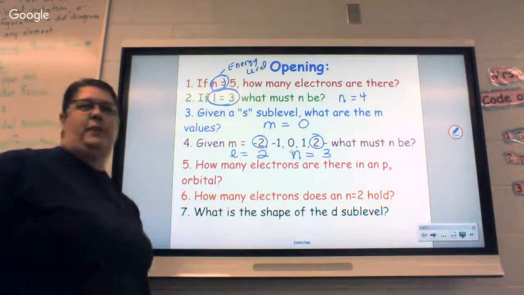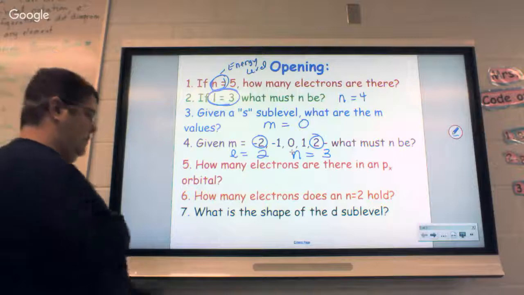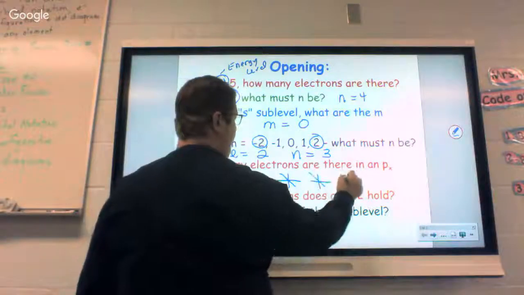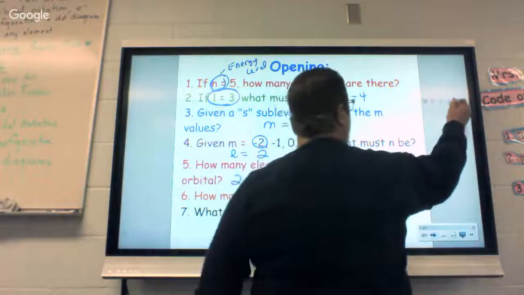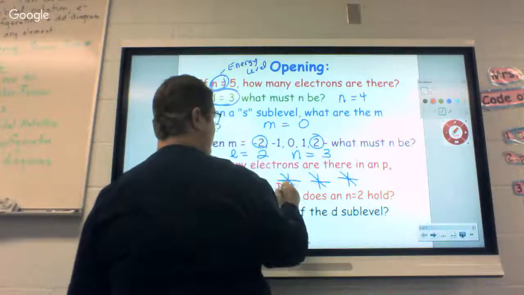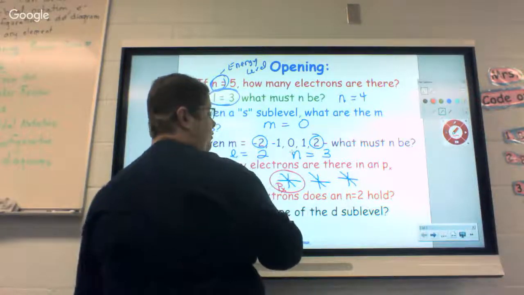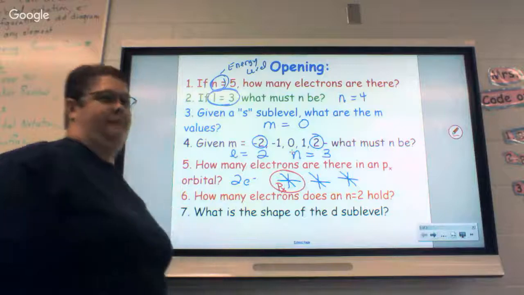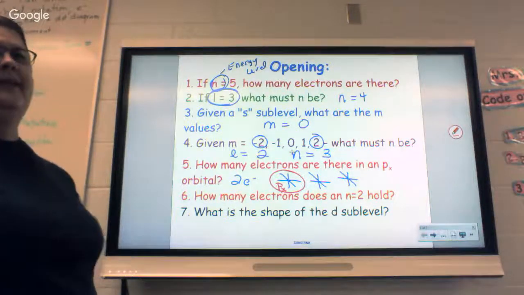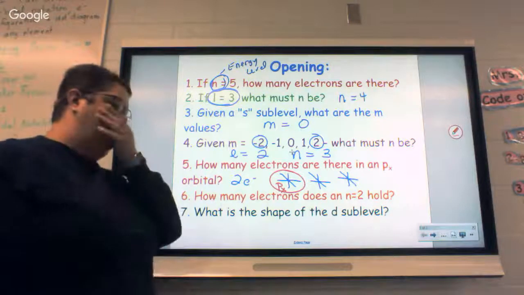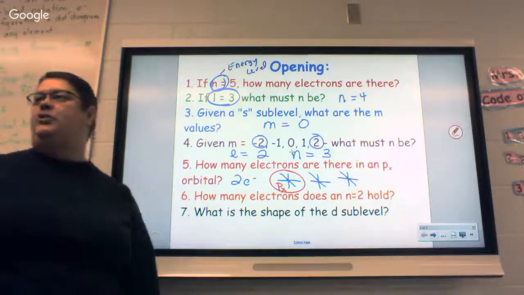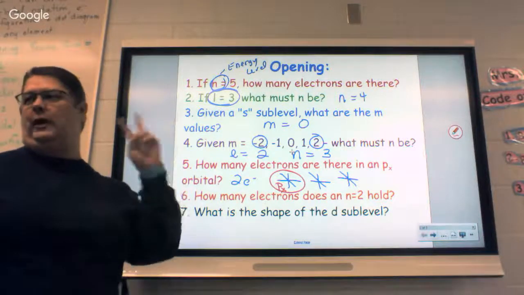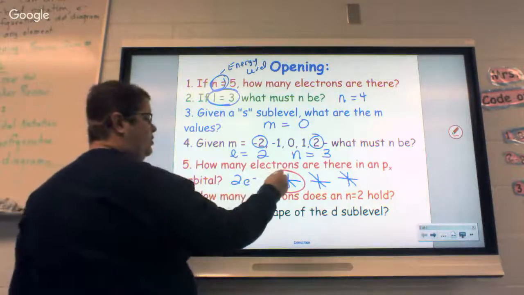All right, how many electrons are in the px orbital? That is correct, and it's 2. Px refers to just that one orbital. It's two electrons in each orbital. Each orbital holds how many electrons? 2. Each orbital holds 2 electrons. So this holds 2 electrons.